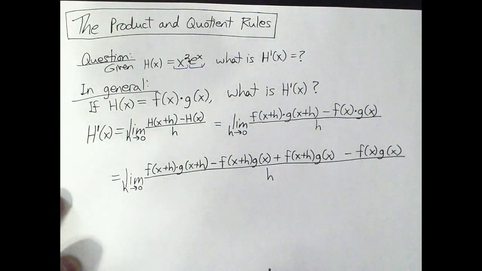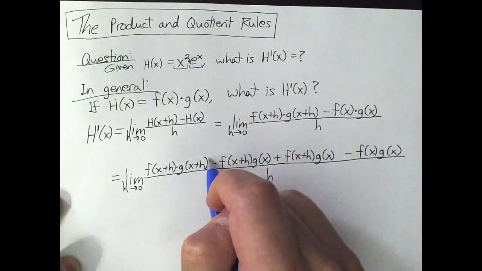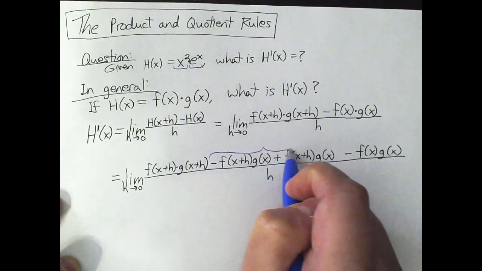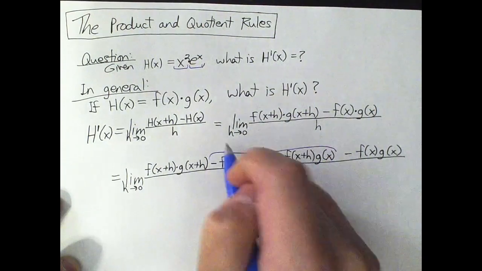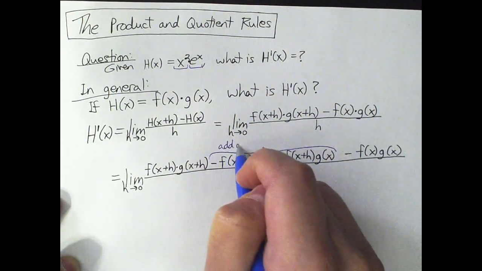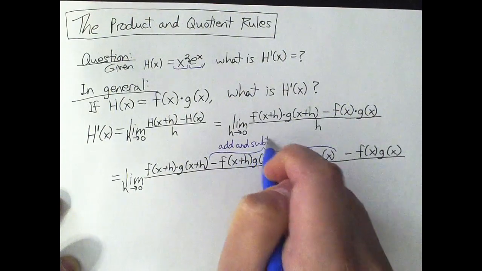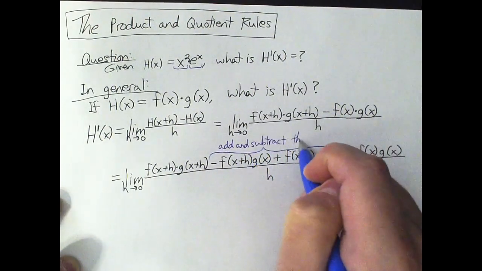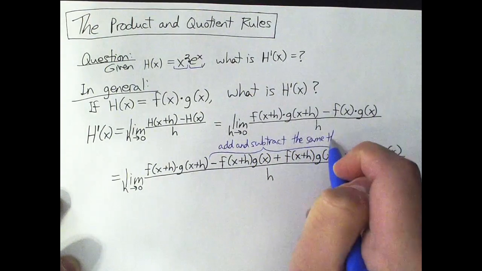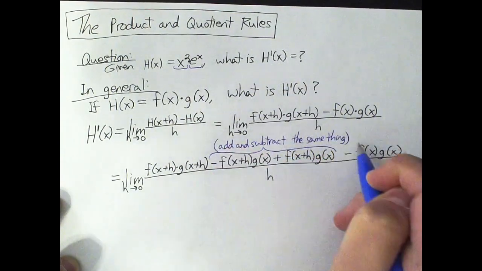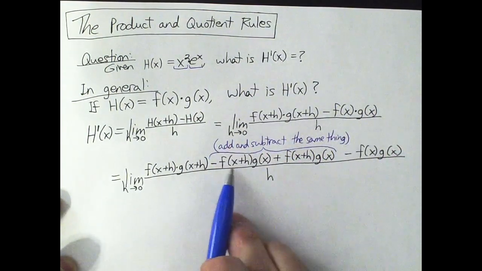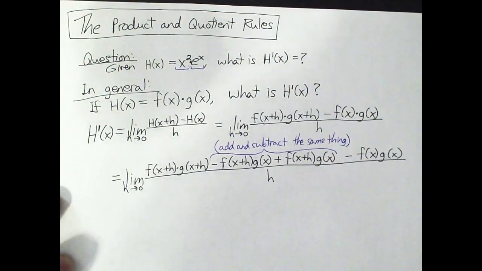This looks like the previous line, except for this stuff. What did we do? We add and subtract the same thing. Right? There's an expression, f of x plus h, g of x, that we have added and subtracted. So that's weird, because why would you do that? If you add something and you subtract it, then it's like you haven't really done anything.